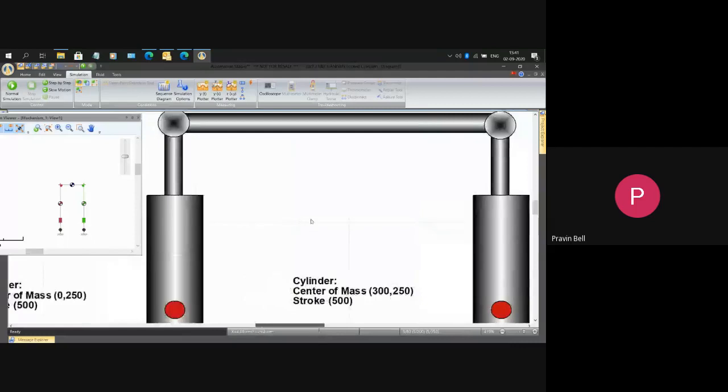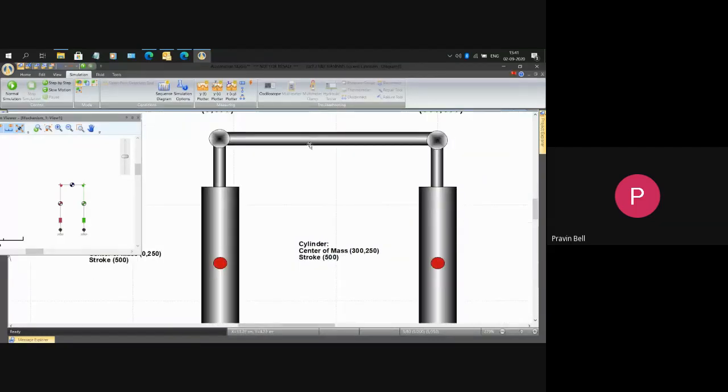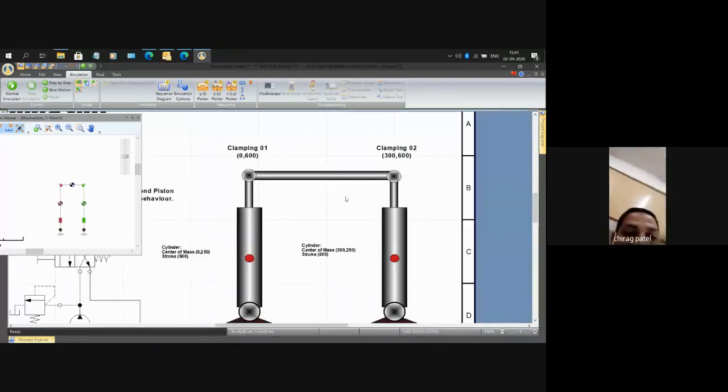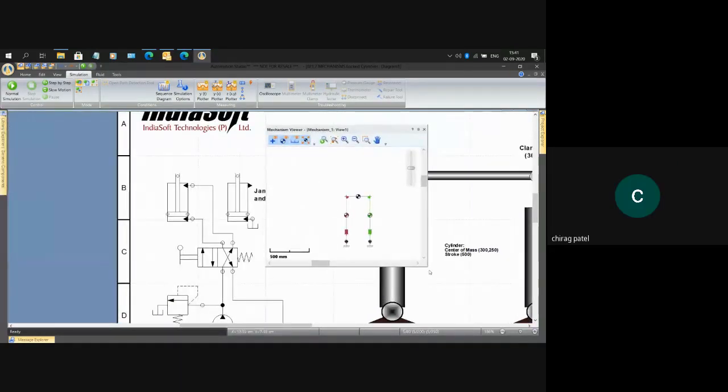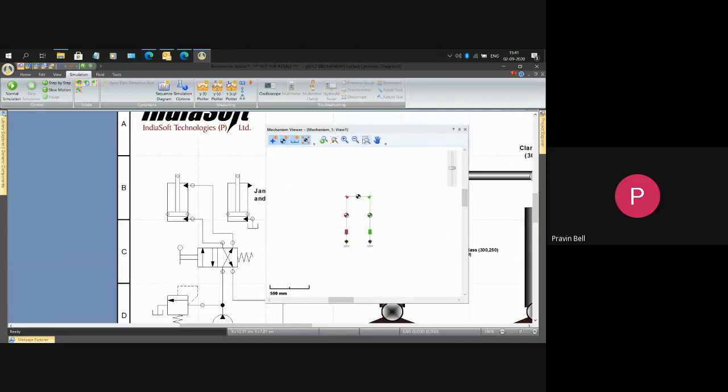But in real life, what we have done is we've taken a metal rod and we've clamped these two piston rods together. So this mechanism is built in something known as a mechanism manager here. This is what a mechanism manager looks like. This is defined here.